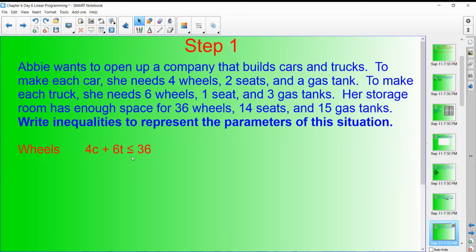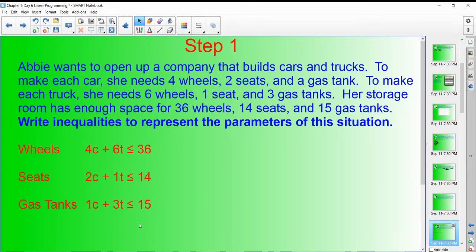Okay, so hopefully you did that. If not, here are the inequalities and we'll discuss them. There's 2 seats per car, plus there's 1 seat per truck, and we only have 14 seats total, so we need to use less than or equal to 14 seats. Gas tanks, same thing, 1 per car, 3 per truck, and we only have 15 at most.